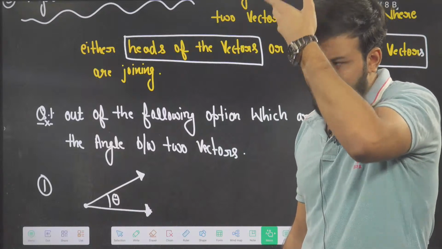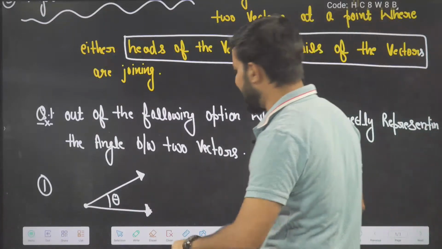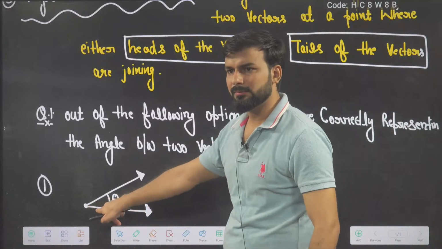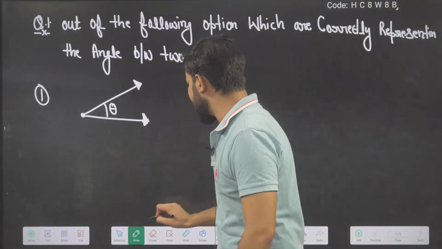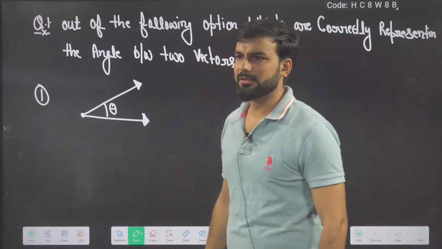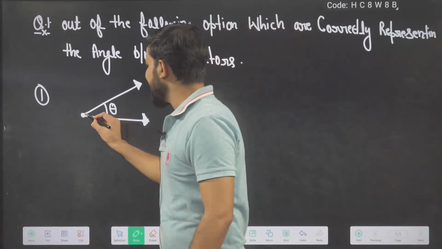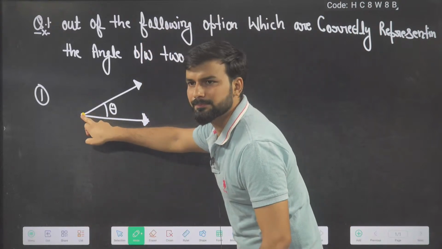What is the thing of two vectors that is matching here? Tails or heads? What is matching at this point, beta? Head or tail? Is it matching with my definition or not? At this point, two vectors.